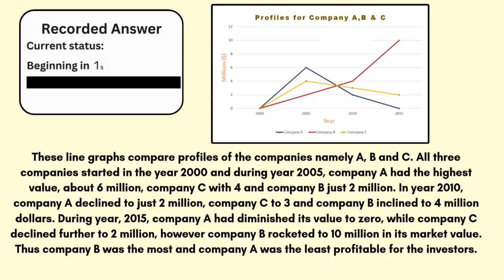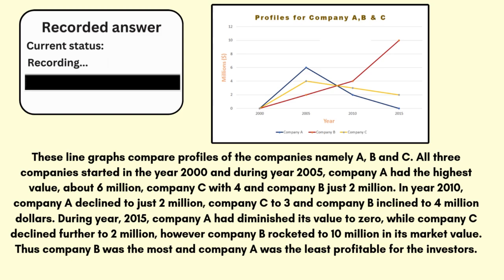These line graphs compare profits of the companies, namely A, B, and C. All three companies started in the year 2000 and during 2005, Company A had the highest value, about 6 million, Company C 4 and Company B just 2 million.